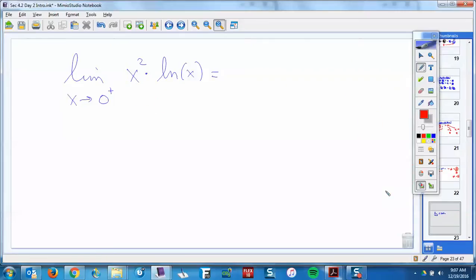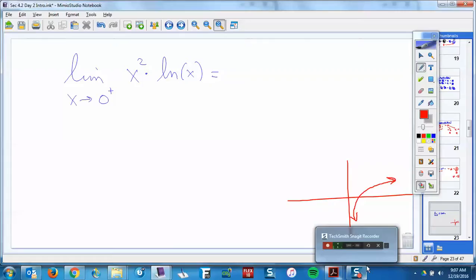Okay? Here's another one. X approaches 0 from the right. Now here's natural log. Here's a natural log graph. That's why we're doing 0 from the right on this one. So what is x squared? X squared is going towards 0. What is ln x as you do 0 from the right?